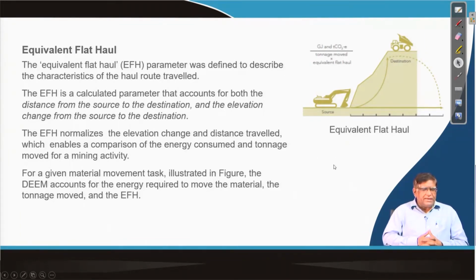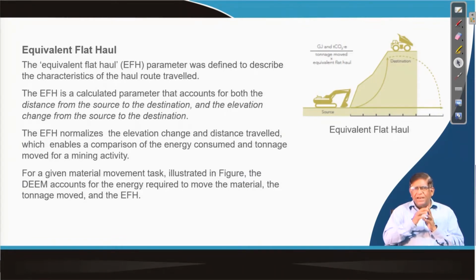So, this equivalent flat haul is a calculated parameter that accounts for both the distance from the source to the destinations and the elevation change from the source to the destinations. This is taken into account, and thus it normalizes the elevation change and distance traveled, which enables a comparison of the energy consumed and tonnage moved for the mining activity.